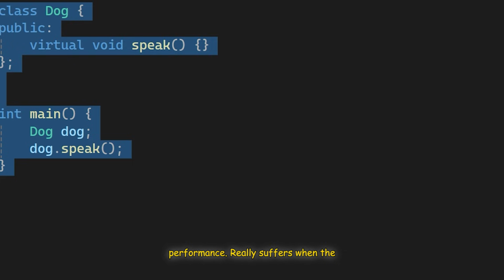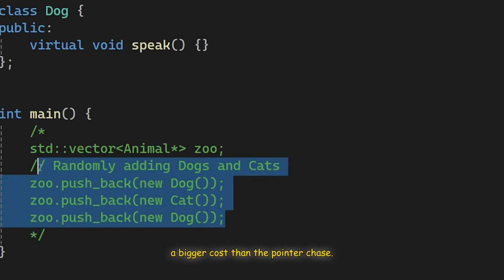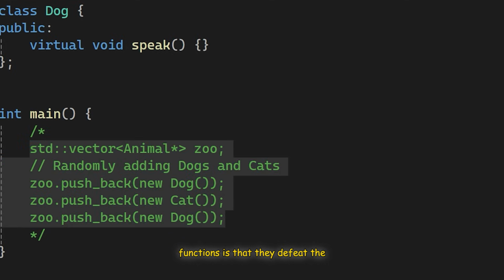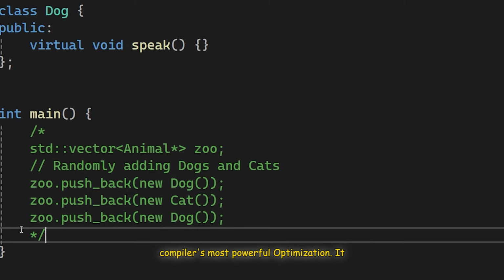The performance really suffers when the types are unpredictable. If we iterate through this vector, calling speak, the CPU cannot predict the jump target. It will mispredict constantly. But there is a bigger cost than the pointer chase. The real performance killer of virtual functions is that they defeat the compiler's most powerful optimization.